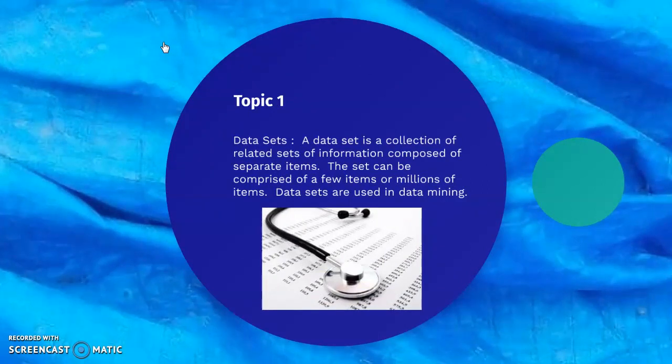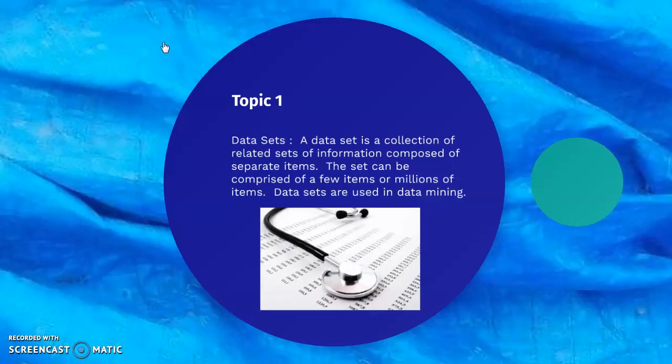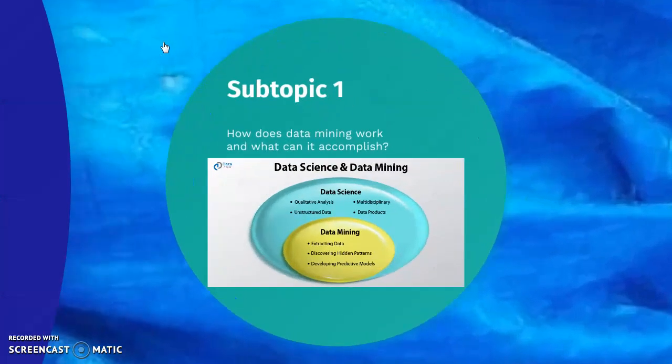Datasets are a collection of related sets of information composed of separate items. The set can be comprised of a few items or millions of items. Datasets are used in data mining. Data mining is the ability to use analysis that searches datasets for patterns or trends. This can be used to identify inefficiencies, best practices, and to generally improve healthcare.